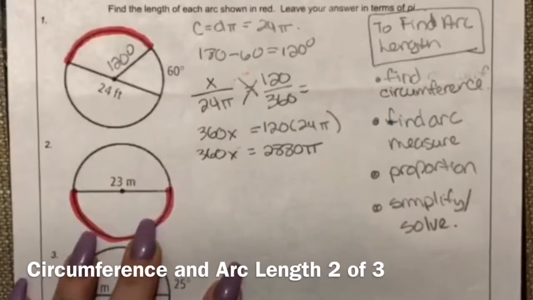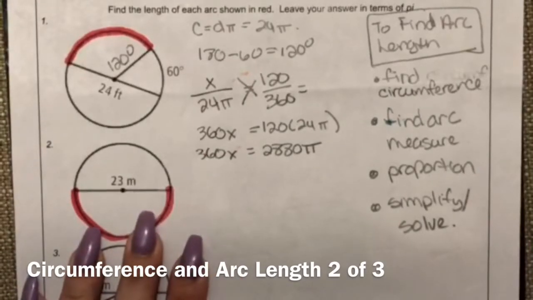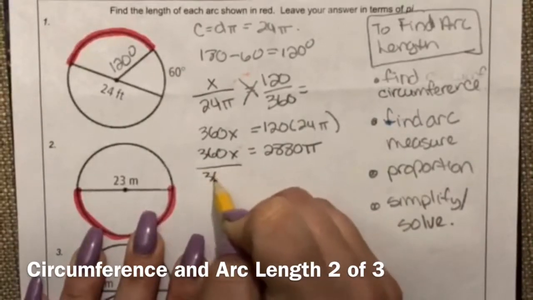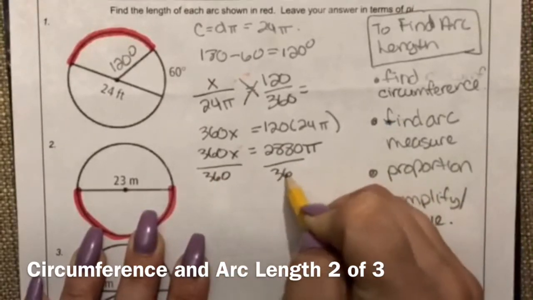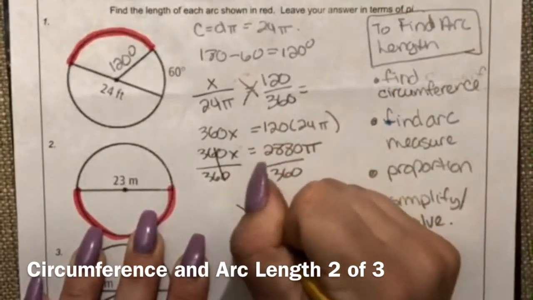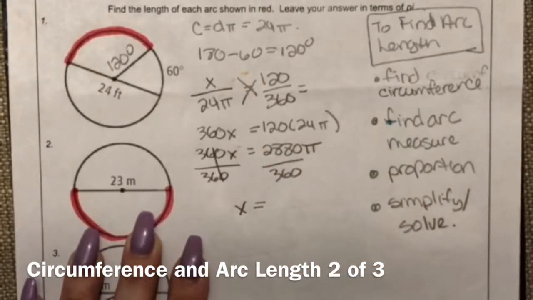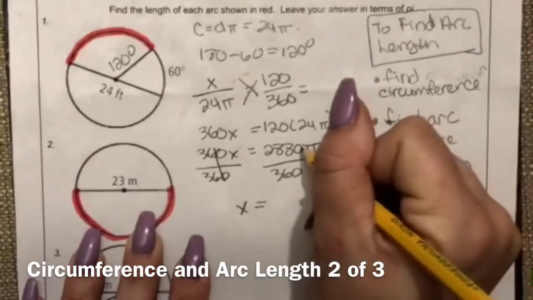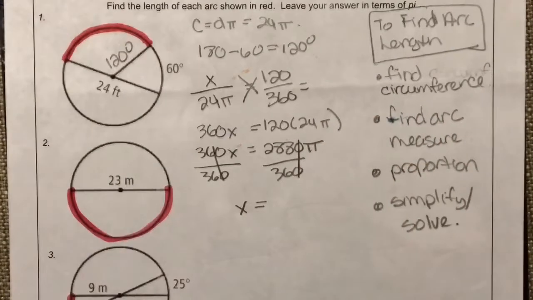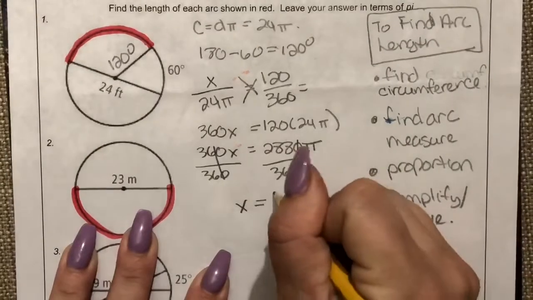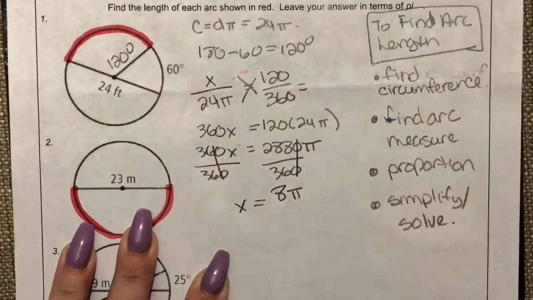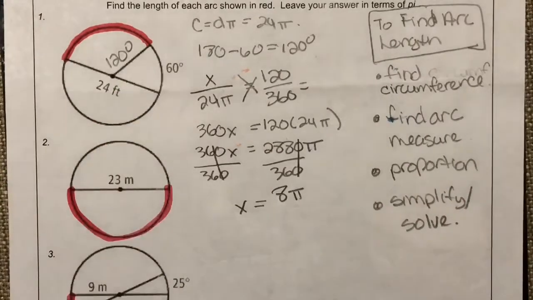And in order to get x by itself, I am going to divide by 360. And since, again, I do not want a decimal, I'm going to try and simplify as much as possible by canceling out the zeros. And then 288 divided by 36 is 8. So I'm left with my arc length being 8 pi.